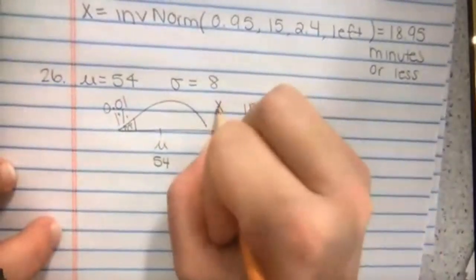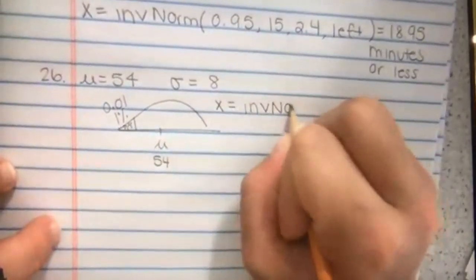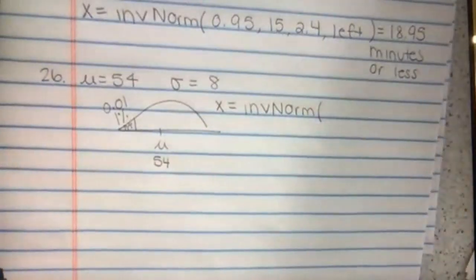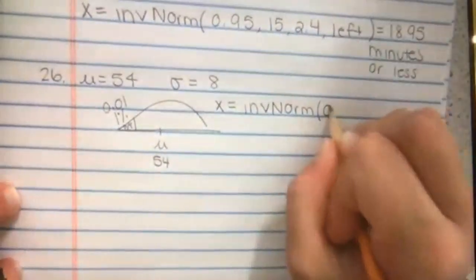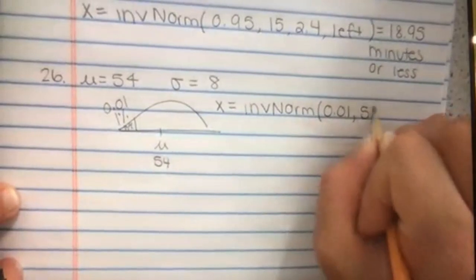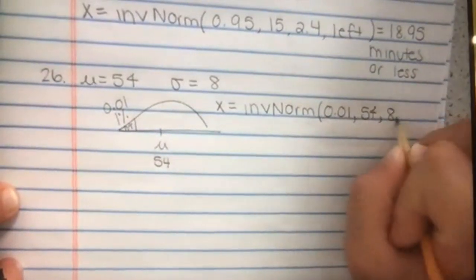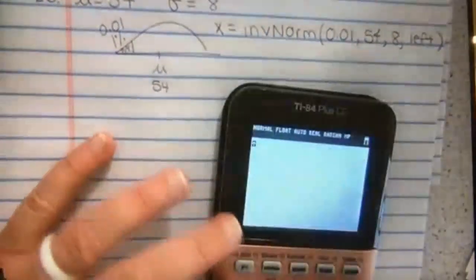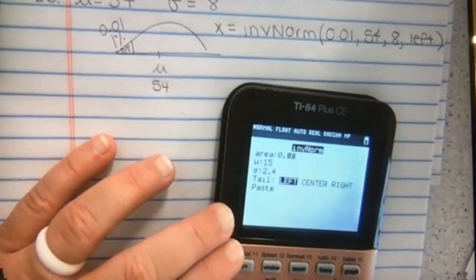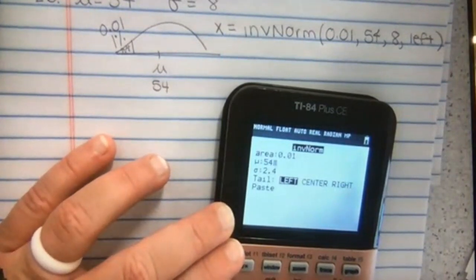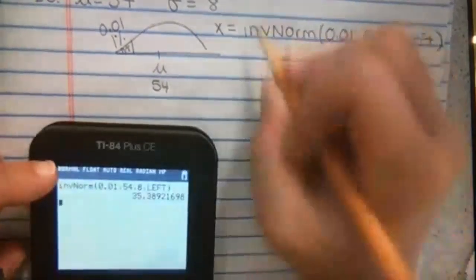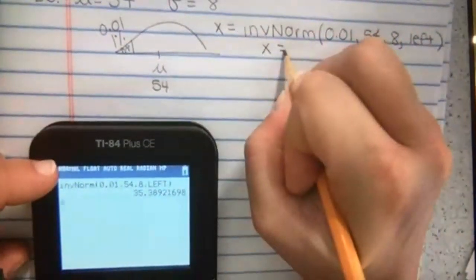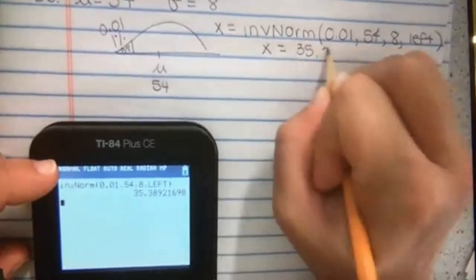So now we have our x value that we're looking for. Because we're looking for x, it's going to be inverse norm. Our area to the left is 0.01. Our mean is 54, and our standard deviation is 8. It's area to the left for everyone. Second VARS, inverse norm, 0.01. Mean is 54, standard deviation is 8, area to the left. And that means our x value is 35.39.